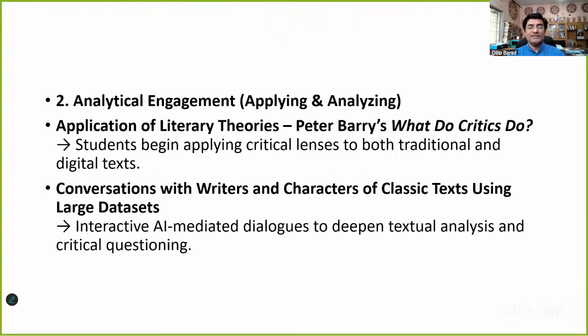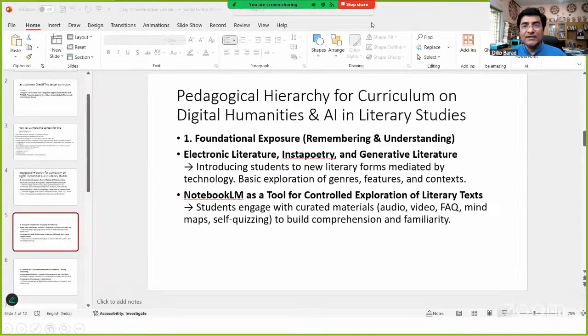The second point in this hierarchy is analytical engagement, wherein Bloom's taxonomy operates on applying and analyzing. Application of literary theories like Peter Barry's What Do Critics Do? Students begin applying a critical lens to both traditional and digital text, with conversations with writers and characters of classic text using large data sets also. Now, here, this book I have suggested is Peter Barry's book.